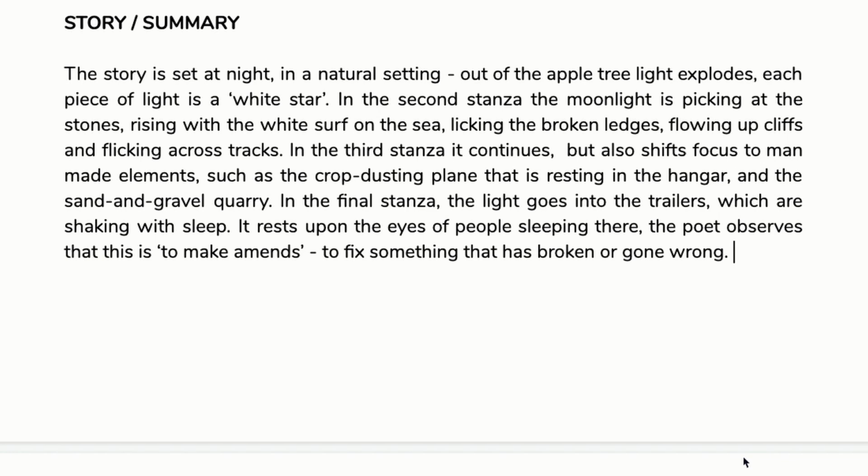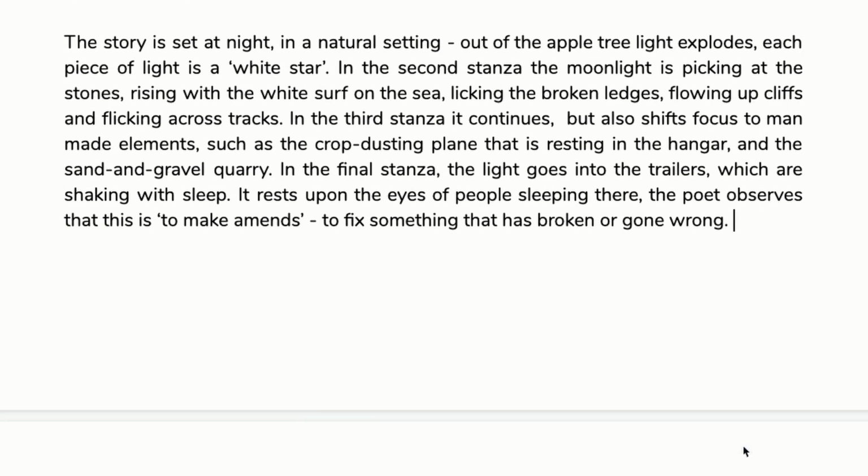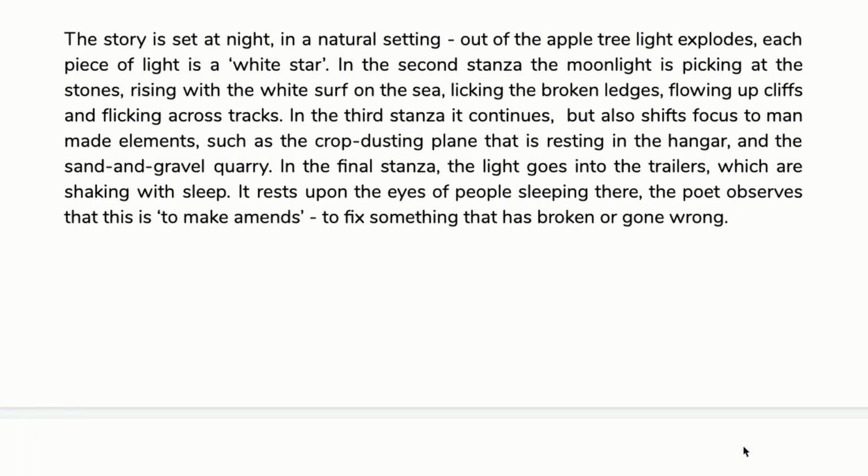So feel free to pause and read through that again if you're stuck, or if some of it didn't make sense to you, or you want to cross-reference across the poem. But if you're ready, we're going to move on to a little bit of the more detailed analysis now.